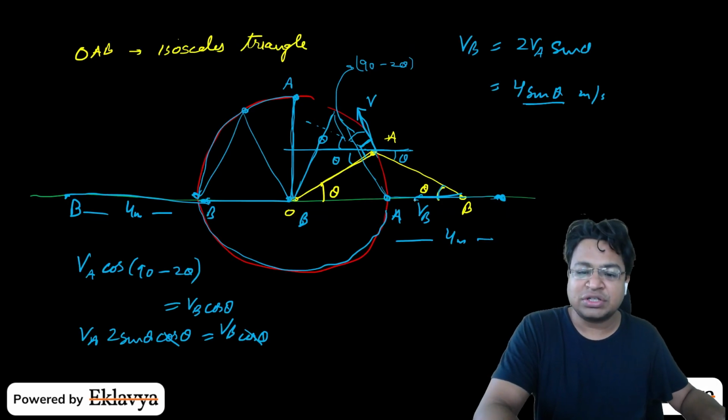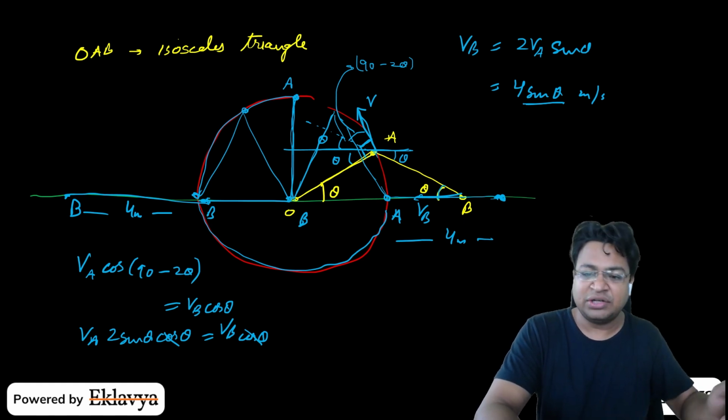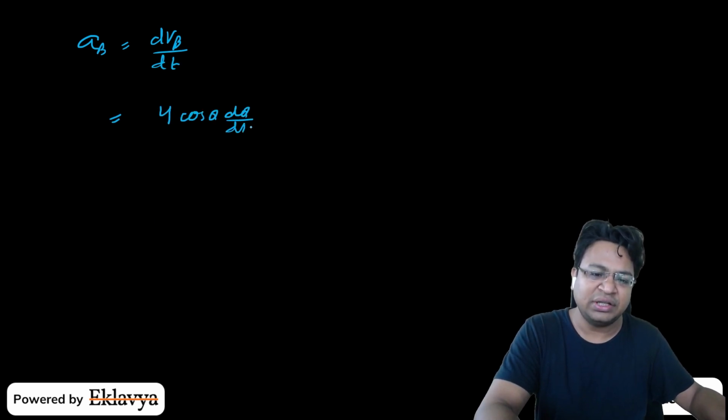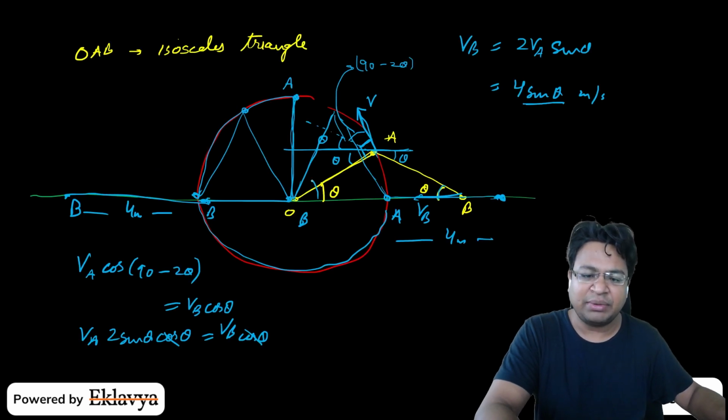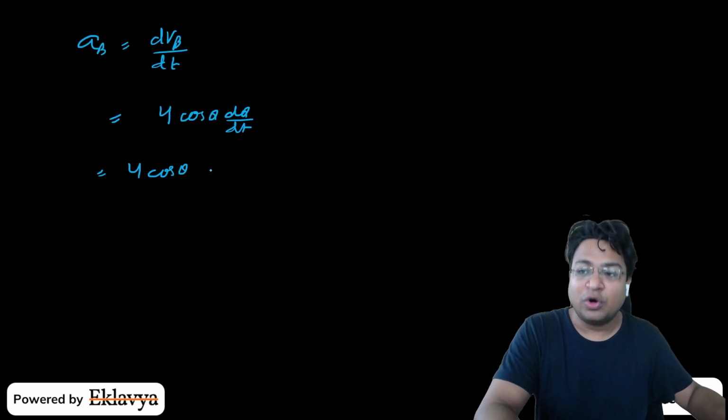Now maximum acceleration of B is 2 meter per second square. All right. Now velocity of B is not changing direction. It is only changing the magnitude. So we can write that the acceleration of B will be equal to the rate at which the speed of B changes, and that will be given by 4 cos theta into d theta by dt. And d theta by dt will become the angular velocity of OA rod.